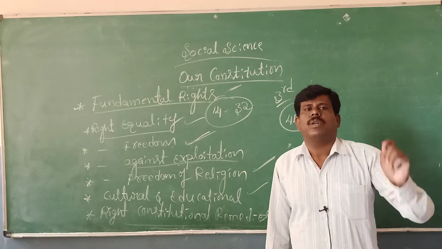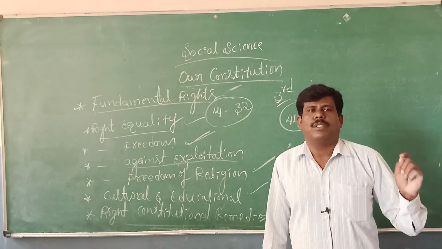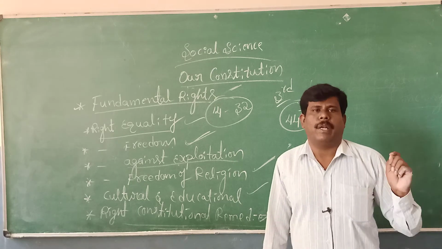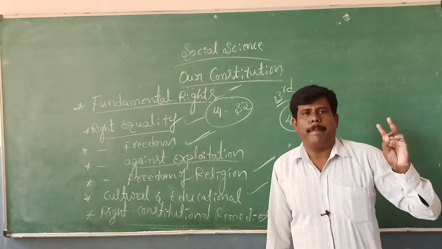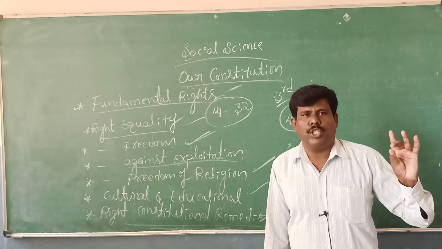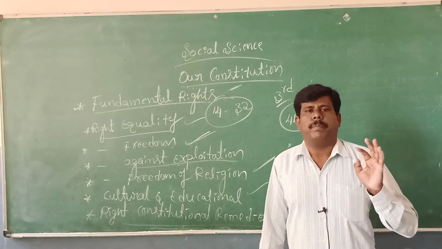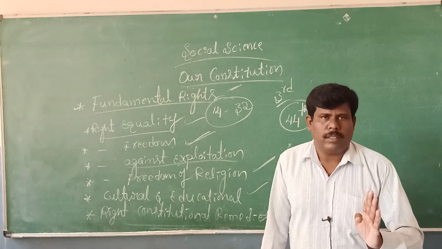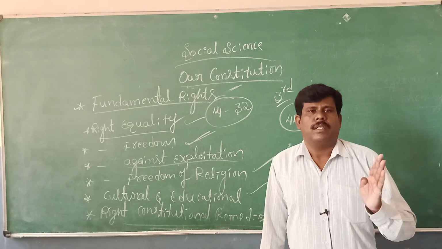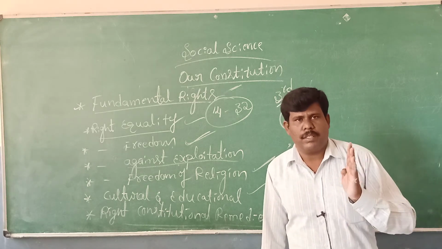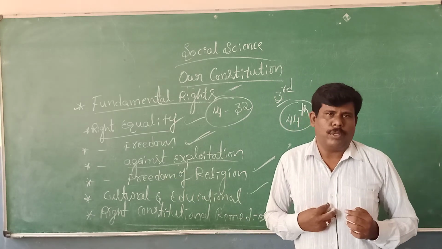So, the Supreme Court provides 4 writs to protect our fundamental rights. They are called habeas corpus, mandamus, certiorari, prohibition. These are provided by our Constitution to protect our fundamental rights. In the next class I will take and discuss with you about these writs provided by our Constitution to the people.